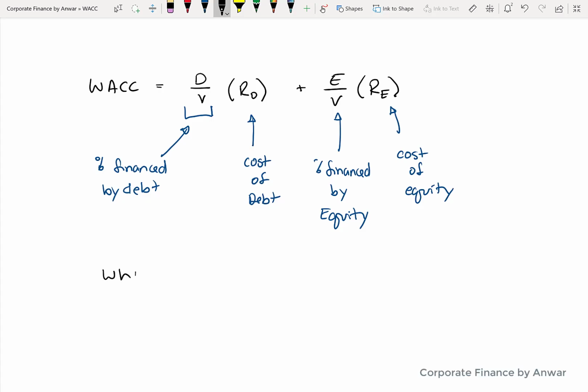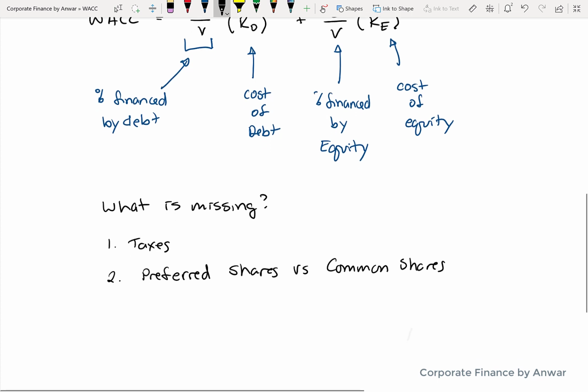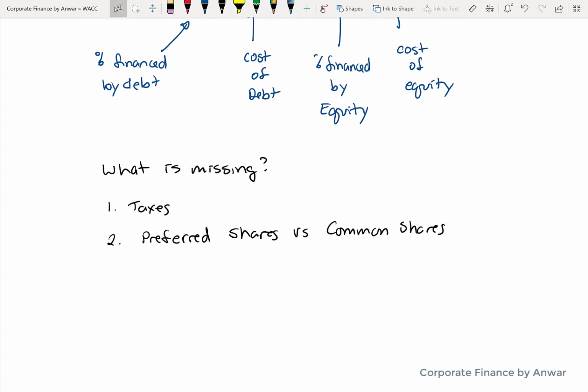So right now we've got a simple formula for weighted average cost of capital, but the actual detailed formula includes a few things. So what are we missing so far? First thing we're missing is taxes, and it's going to impact each of the components differently. And second thing we're missing is preferred shares versus common shares. Right now in the formula, we've just grouped them together as equity, and the two are different, and they often will have different costs associated with them.